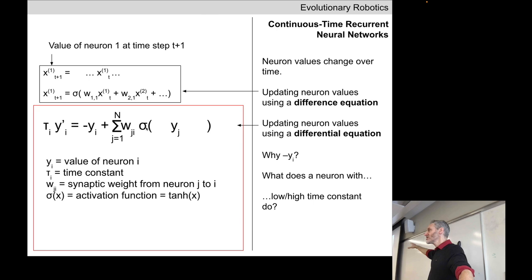Yeah. So remember, the subscripts are our guide to remember who's got what, right? So every neuron has its own time constant, and the double subscripts under W refer to two different neurons, the IF and the JF neuron. Sigma has no subscript, which means it's the same for all the neurons in the CTRNN.